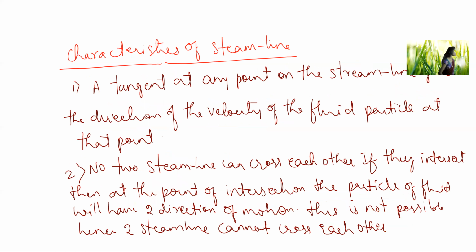So here we also discussed some characteristics. Characteristics of the streamline flow are: first, the tangent at any point of the streamline gives the direction of velocity of the fluid particle at that point. And second, no two streamlines can cross each other. If they intersect, then at the point of intersection, the particle of the fluid will have two directions of motion. This is not possible, hence two streamlines cannot cross each other. So these are the characteristics of the streamline flow.